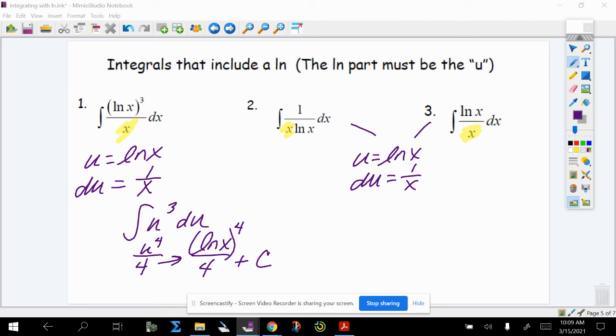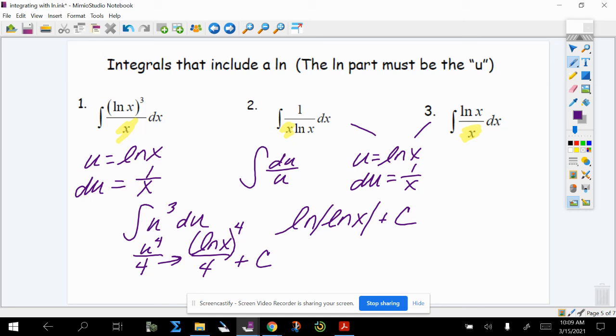I'm going to start with number 2, just go in order. This one, your u is on the bottom. This is actually a du over u. Because your u, which is natural log of x, happens to be in the bottom to the first power. So it is a du over u, which means you get the natural log of the natural log of x. It is an embedded natural log. We actually learned how to derive that in the previous lesson.